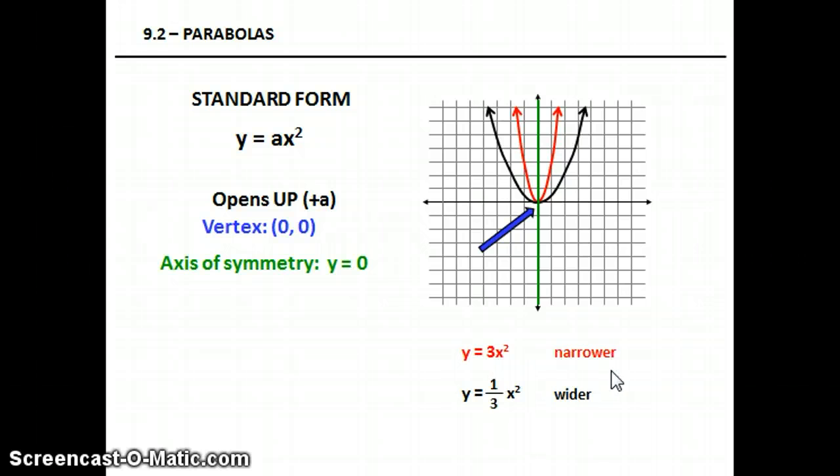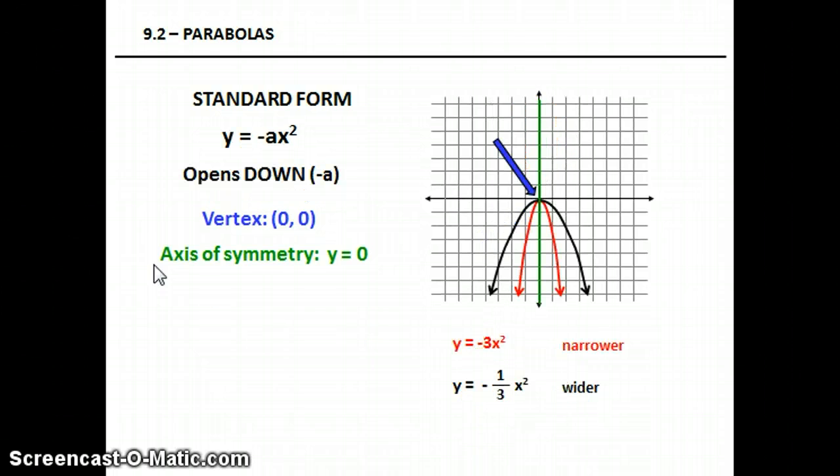Now, we talked about this in class, about how if you have a whole number in front of the x squared, your parabola gets narrower, and if you have a fraction in front of the x squared, that a term, then your parabola will get wider. Now, if it is negative, y equals negative ax squared, that means that the parabola opens down.